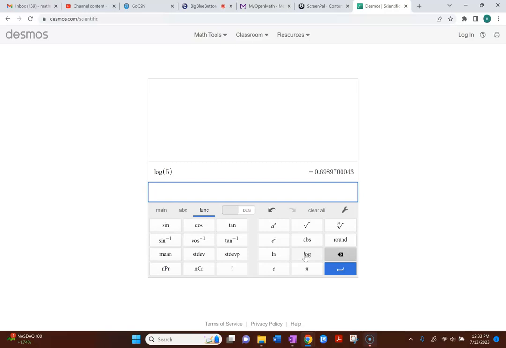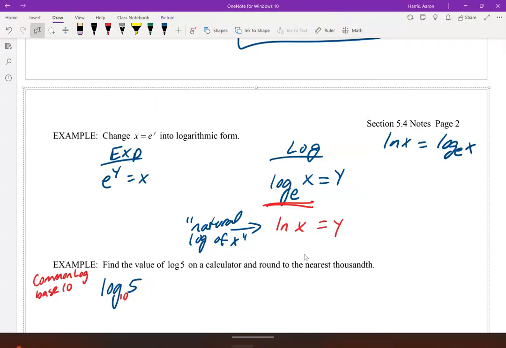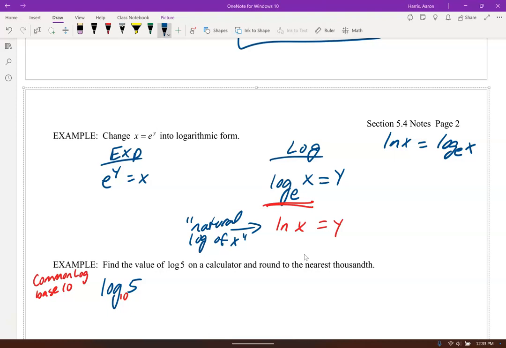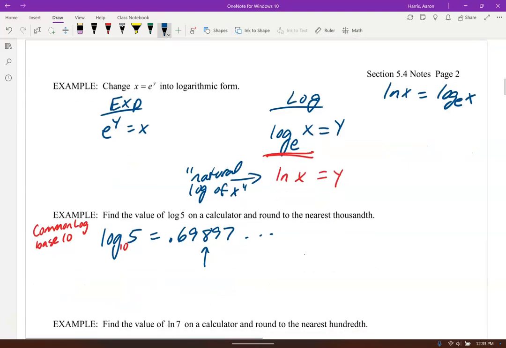0.69897. Round to the nearest thousandth right there. So log base 10 of 5 is 0.699, right?